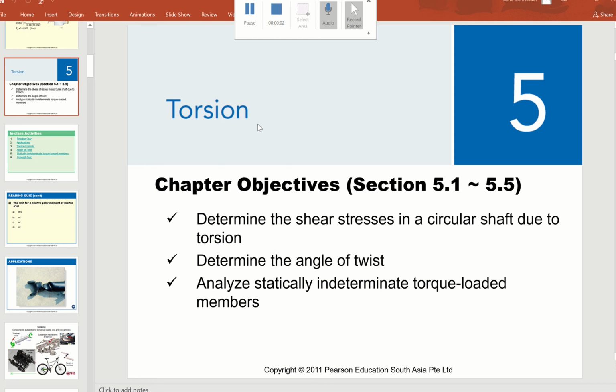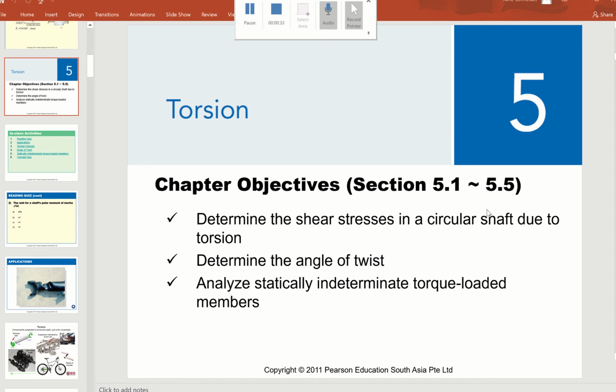Hi, in this video we will start talking about torsion. Torsion, as you can visualize, is going to twist it. If you have a shaft, you're going to twist it. So our goal is to figure out the shear stress in a shaft due to torsion. When you twist it, it's going to create stress along the cylindrical surface, so on that surface it's going to be shear stress. That's going to be tau.